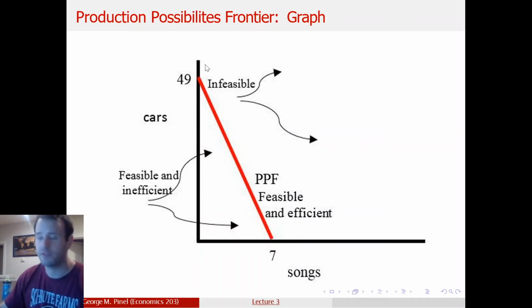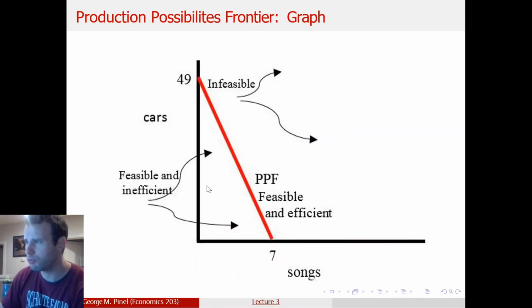He can't make 50 cars. He can't make 6 songs and 30 cars. Everything above this line is infeasible. This whole area is infeasible, something that Marshall cannot do, even if he spends all of his time making cars and making songs.